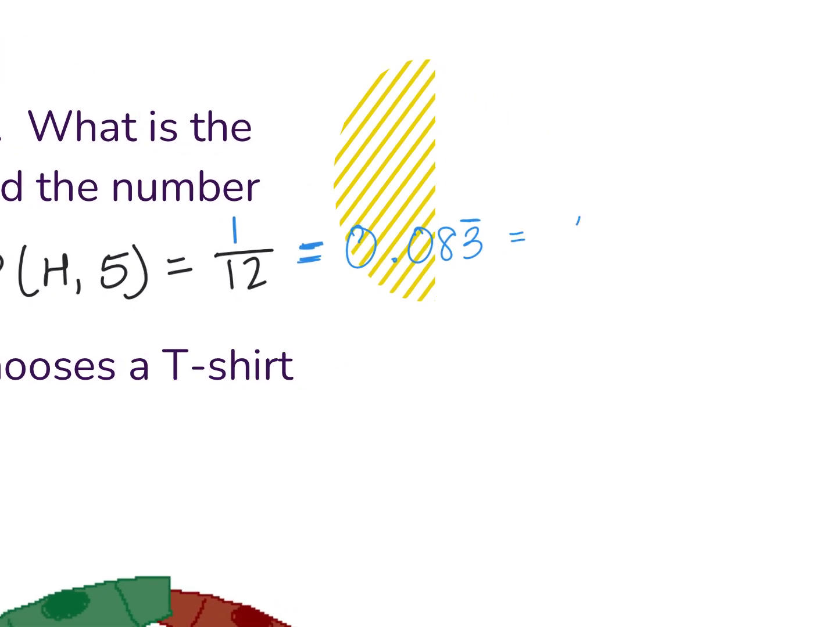As my percent, I'm going to get 8.3 repeating percent, but again, I don't want that bar notation there. I don't want a repeating decimal. So it's just going to be 8.33%. And if they ask me to round to the nearest whole percent, it's just going to be 8%.